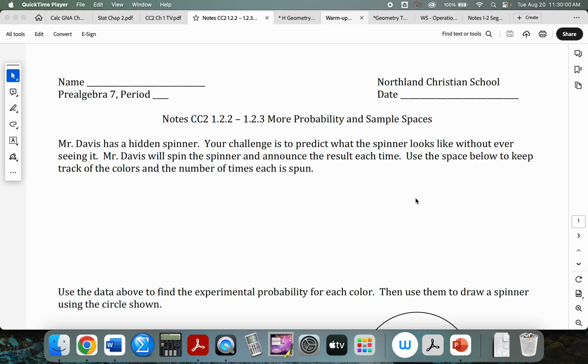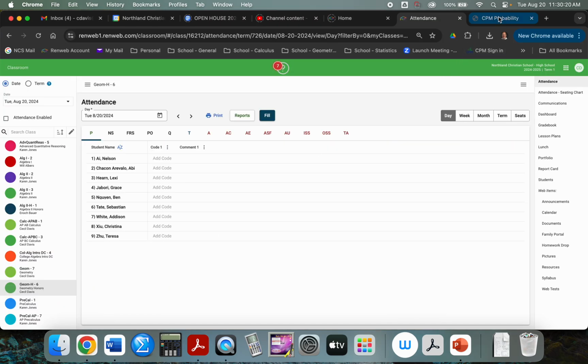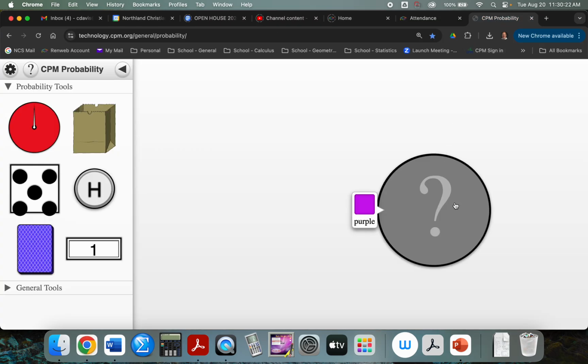Your challenge is to predict what the spinner looks like without ever having seen it. I'm going to spin the spinner and announce the result each time. Use the space below to keep track of colors and the number of times each is spun. All right, let me go to my spinner. I'm going to spin it, and it's purple. Keep track of this.